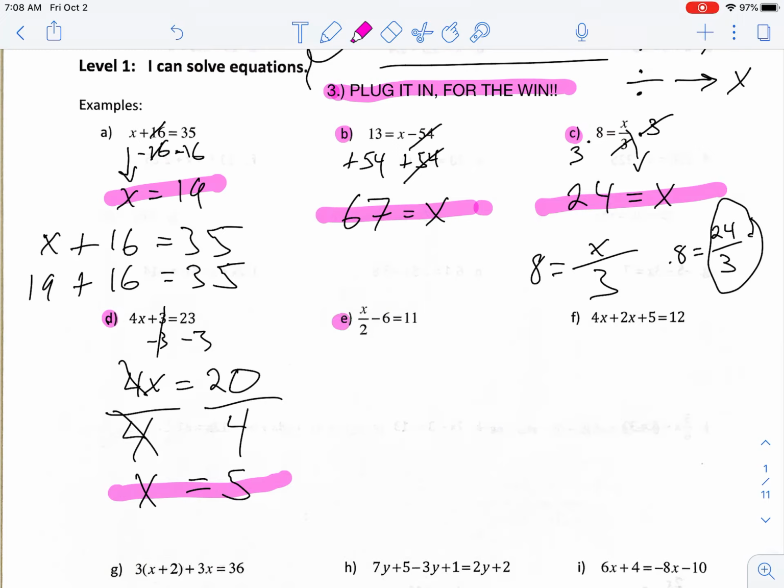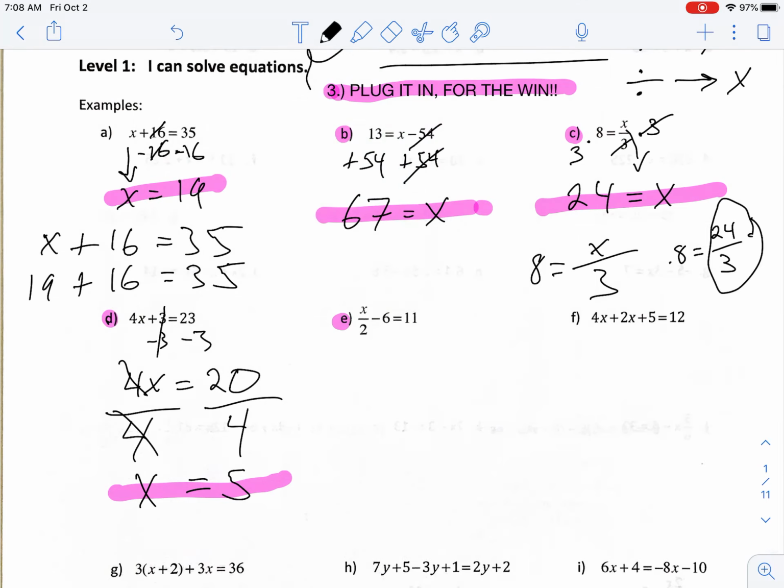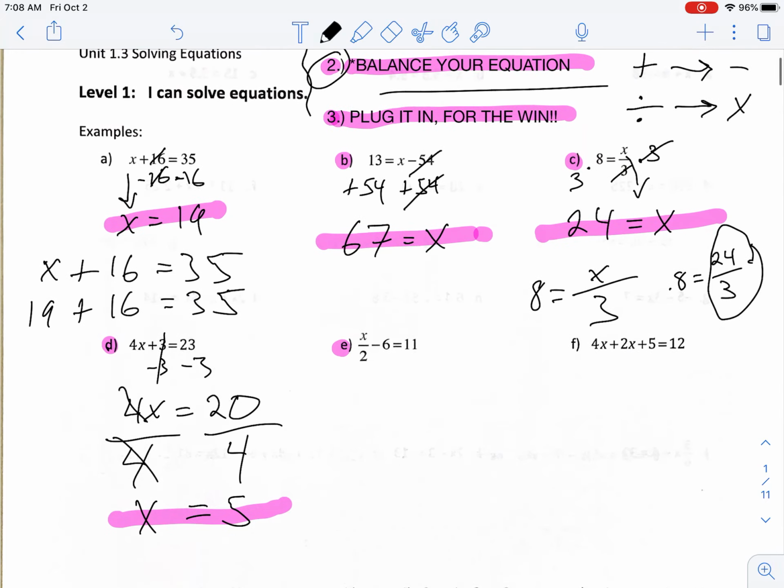Last one. All right, here we go. x over 2 minus 6 equals 11. All right, let's do it. Follow your rules. So x divided by 2 minus 6 equals 11. Let's isolate x first. So get rid of that 6. Okay, so it's x over 2 minus 6 equals 11. I'm going to add 6 to get rid of it. Okay, what we do to one side, we must do to the other.